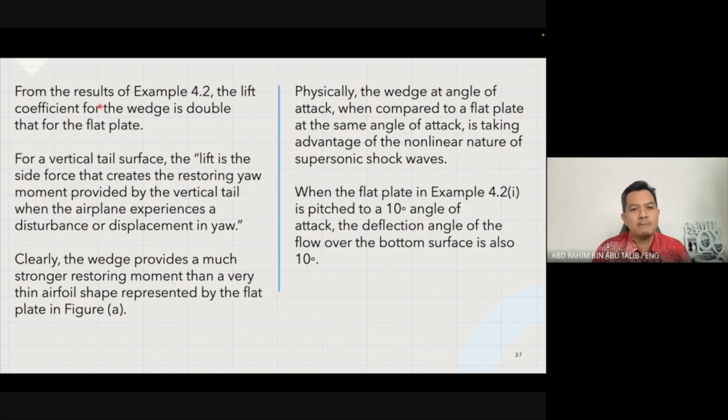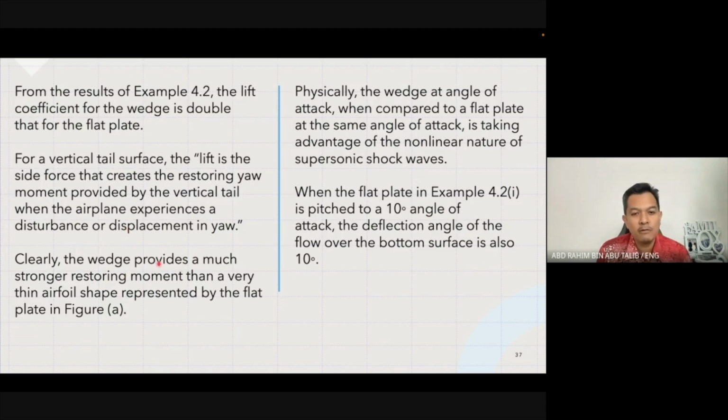From the results of example 4.2, the lift coefficient of the wedge is basically double that from the flat plate, right? For a vertical tail surface, the lift is the side force. So basically it is a side force that creates the restoring yaw moment, okay? Because it's a vertical stabilizer, right? Provided by the vertical tail when the airplane experiences a disturbance or displacement in yaw, because the vehicle itself is traveling at a very high Mach number, hypersonic Mach number of 7. So any disturbances, if not corrected, will be a disaster.